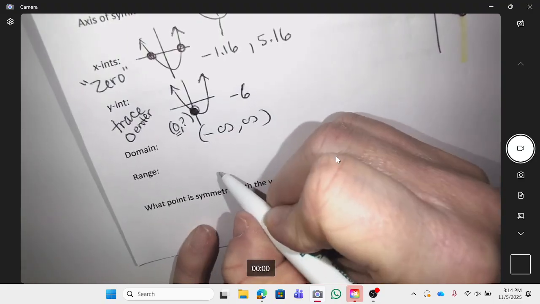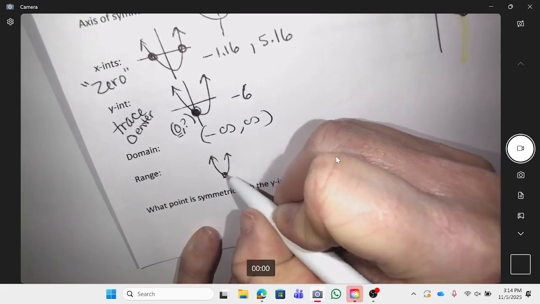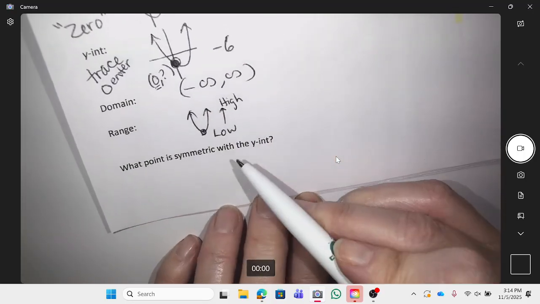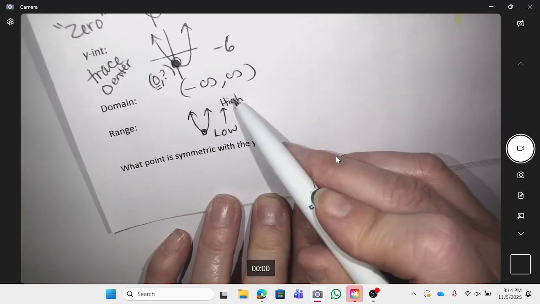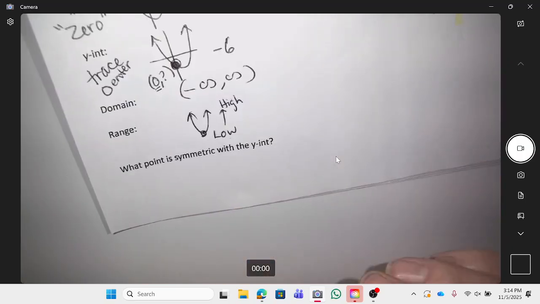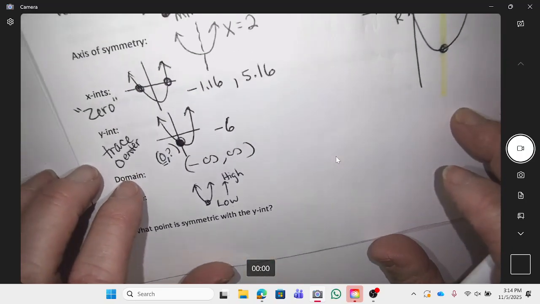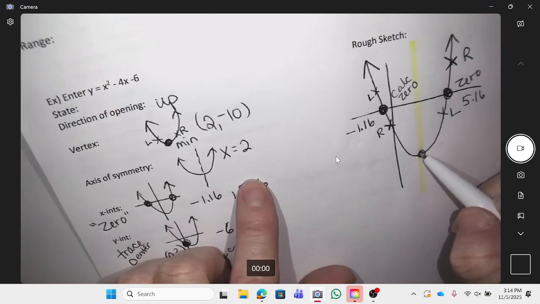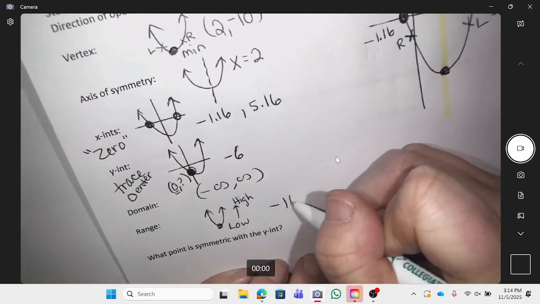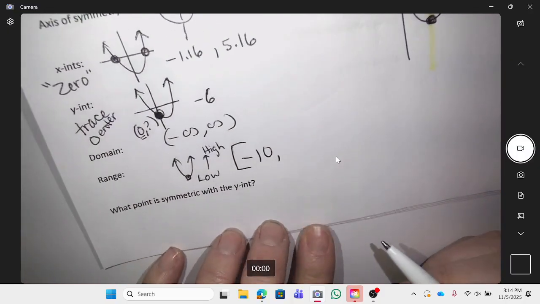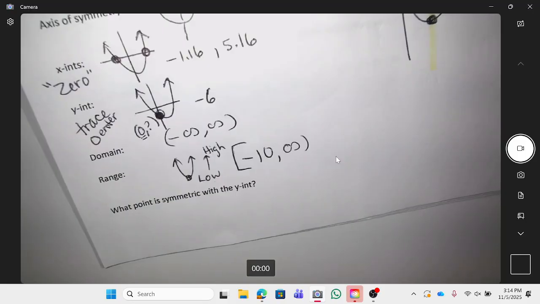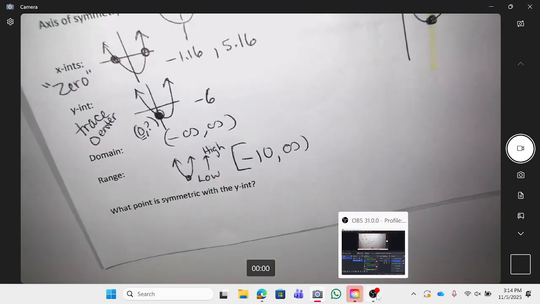Okay, and then the range. Think about it like this. Okay, what's the lowest height? And then what's the highest height? So the lowest height is going to be something specific. Where would you get that number from? Vertex. Because the vertex, and what is this height? Negative 10. And then it would travel infinitely. Okay, and then I'm going to stop because that last question is for tomorrow.